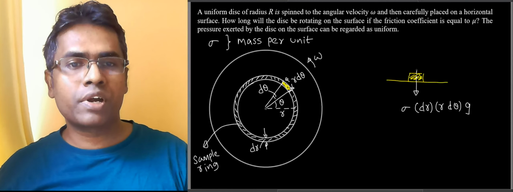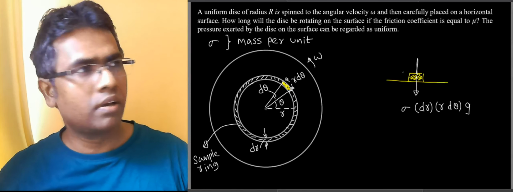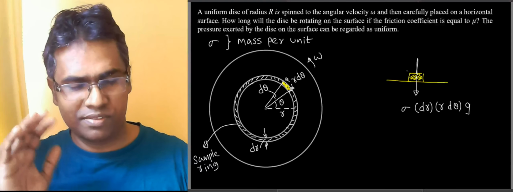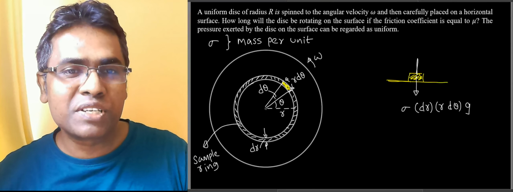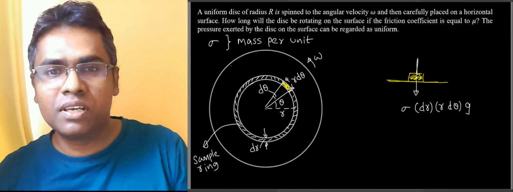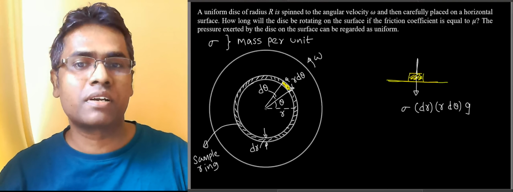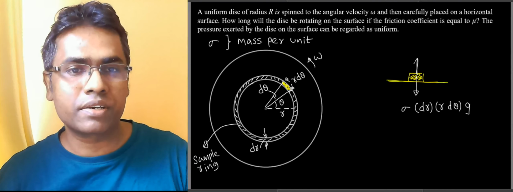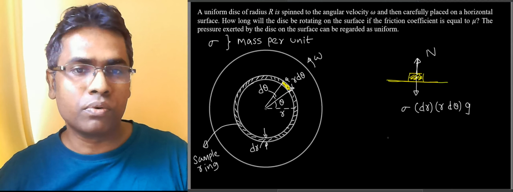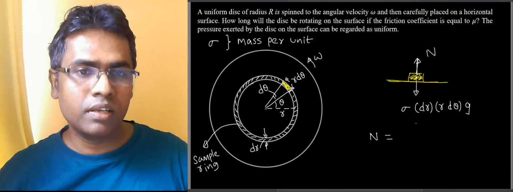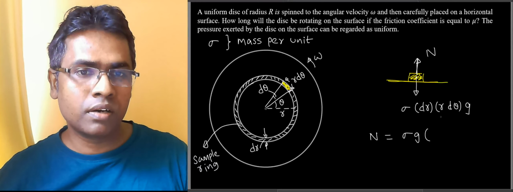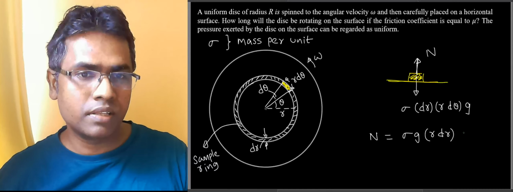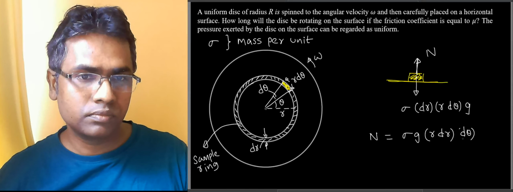The normal force provided by the earth, sorry, why would earth provide a normal force? That's really wrong. Which object is providing the normal force? It's the horizontal surface, which is trying to support the disk in the upward direction. So this normal force is clearly sigma, I'll write the constants first, and then here we have r dr, I'm writing together, and then d theta.